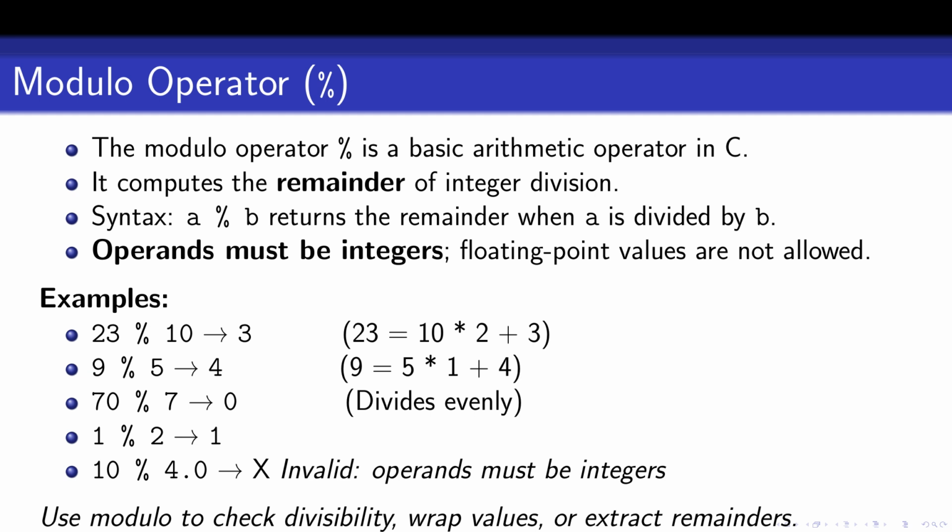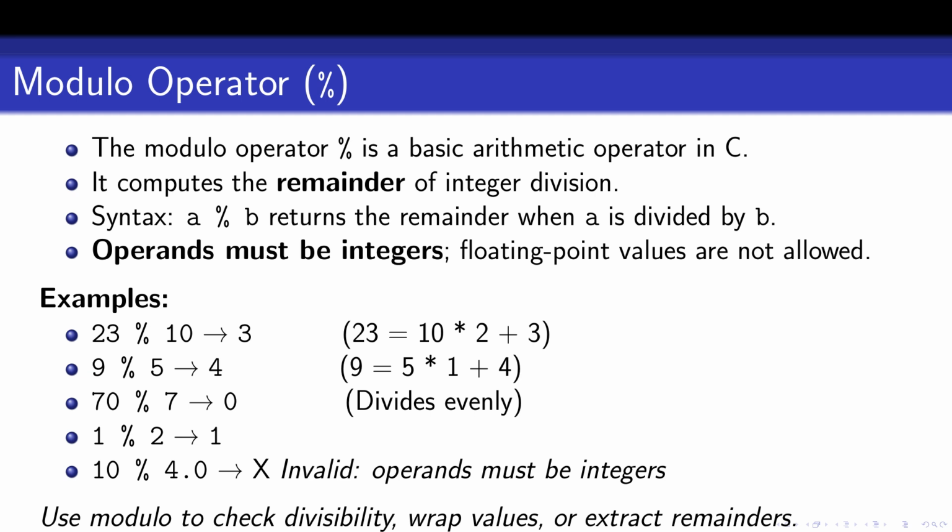The modulo operator, written as the % symbol, is used to get the remainder of an integer division. It's a powerful and frequently used tool in C programming. For example, 23 modulo 10 equals 3, because 23 divided by 10 gives a quotient of 2 and a remainder of 3. Some more examples: 9 modulo 5 results in 4, 70 modulo 7 gives 0, and 1 modulo 2 gives 1.